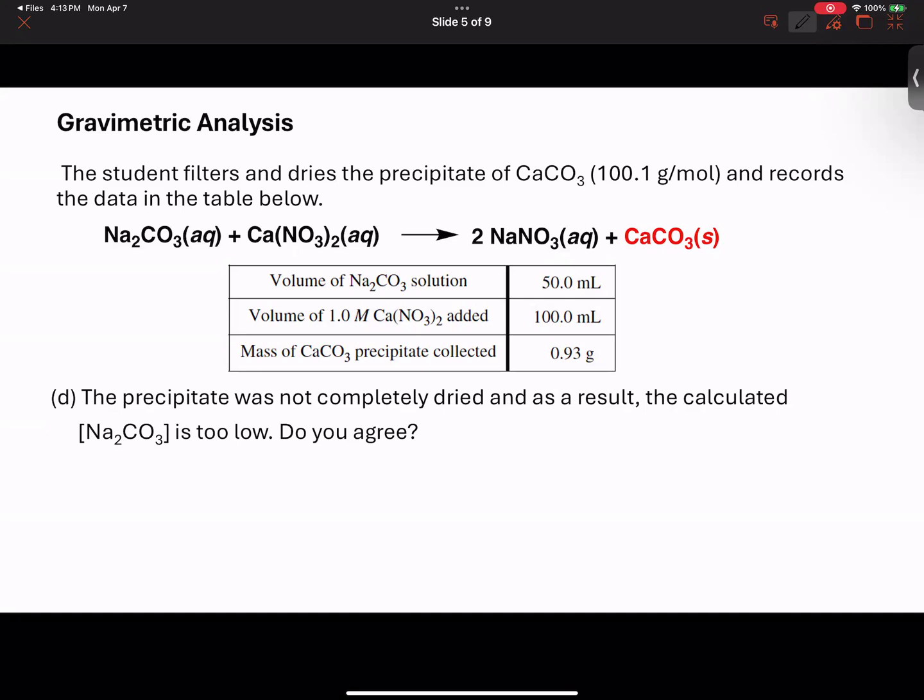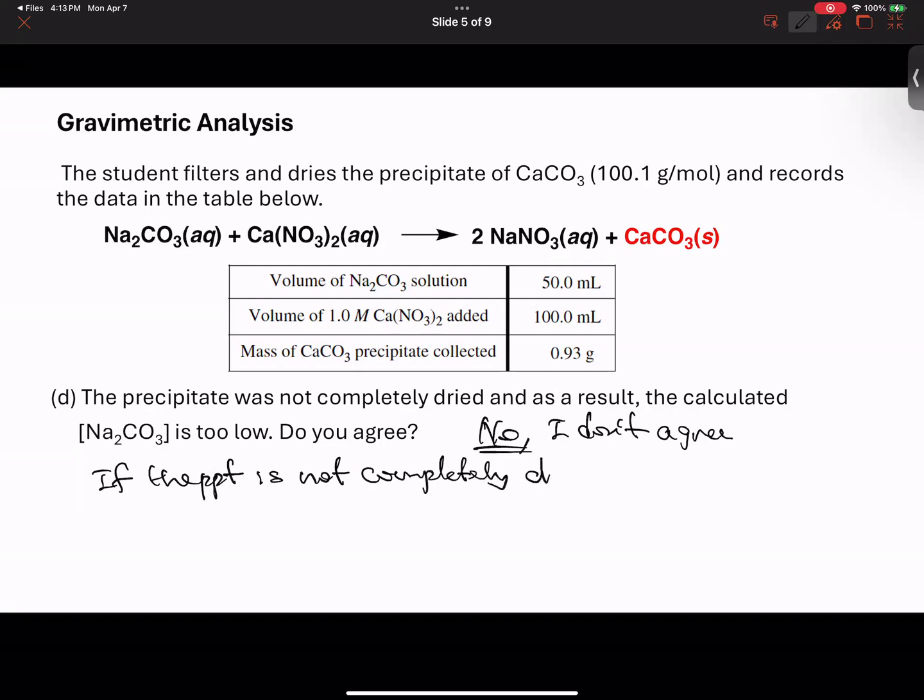All right, so what does it mean? I don't agree. Let me say, if the precipitate, let me write PPT, is not completely dried, then the mass of calcium carbonate is overestimated because it contains water. Overestimated.